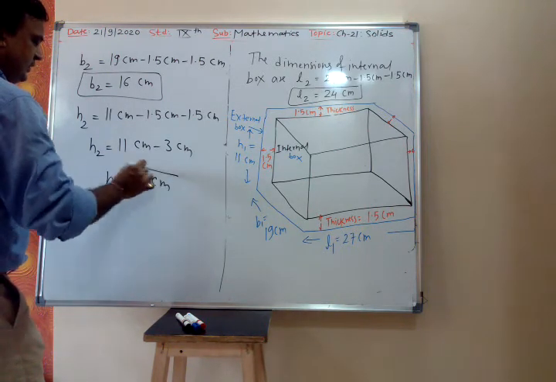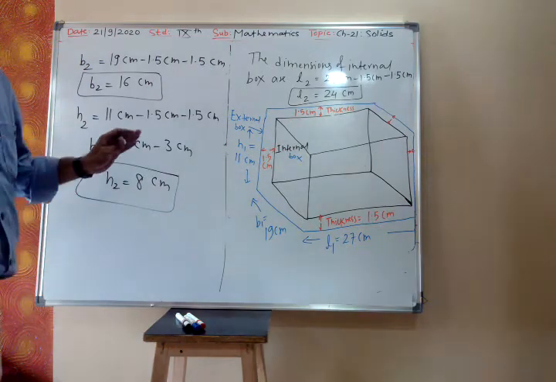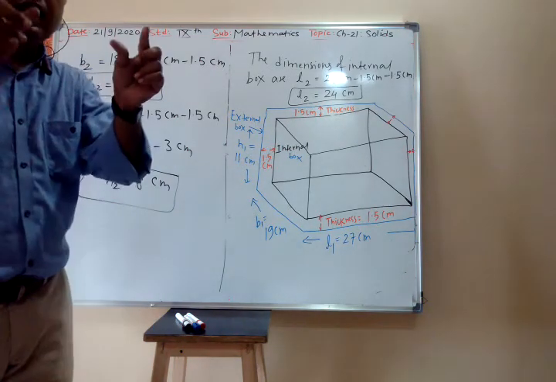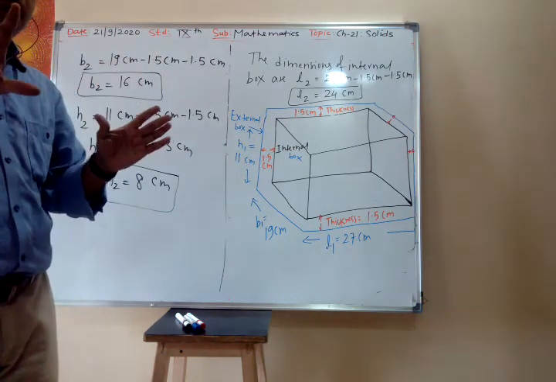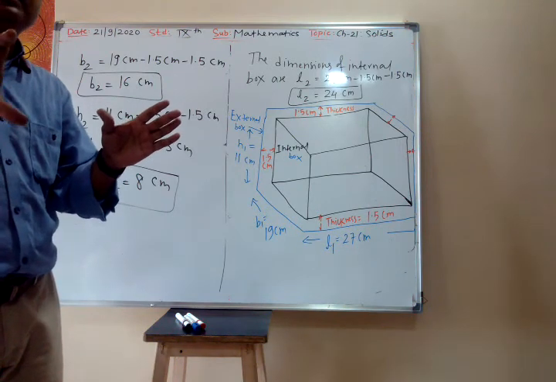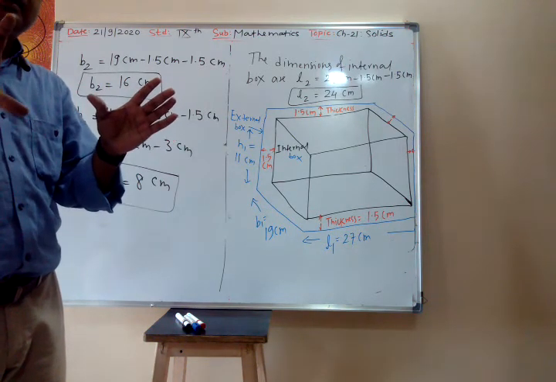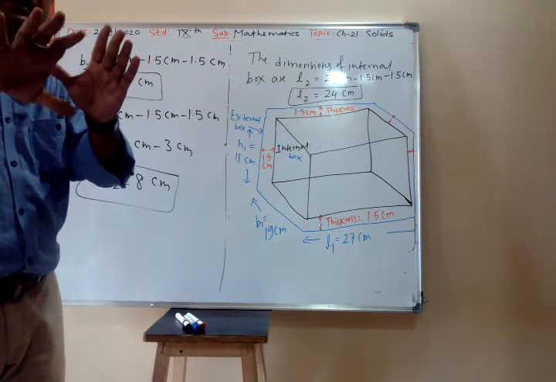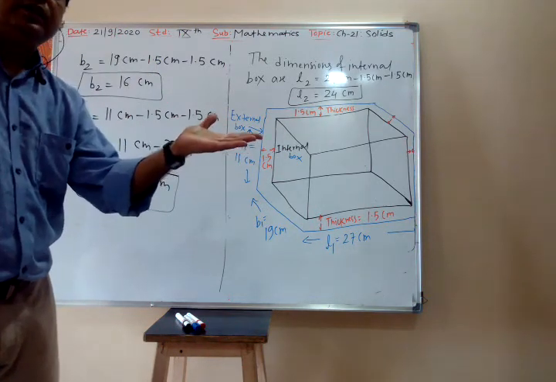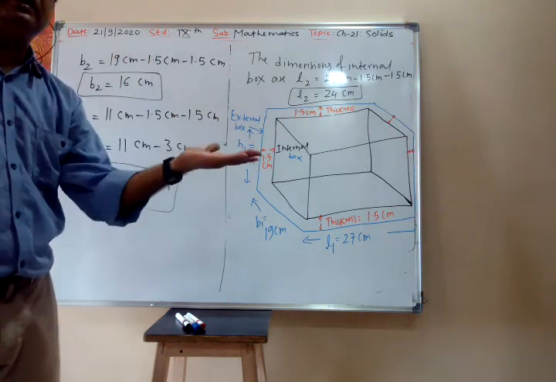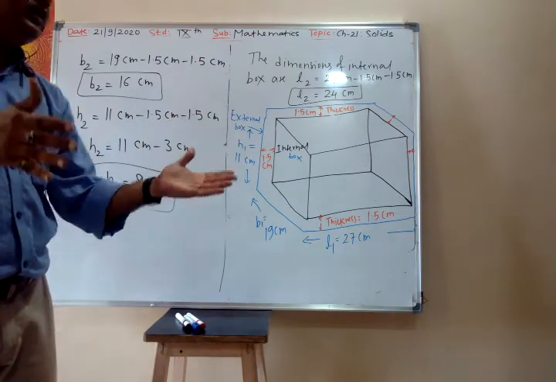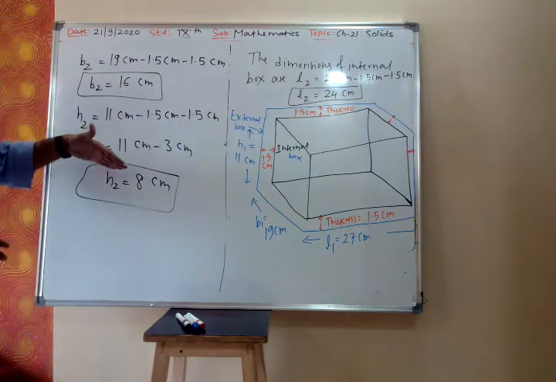Now this much is understood. To find the internal dimension, we subtract the thickness at both the ends, not only one end. You get the dimension of the internal box.